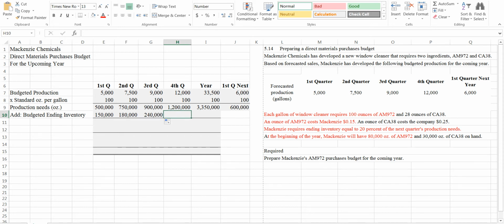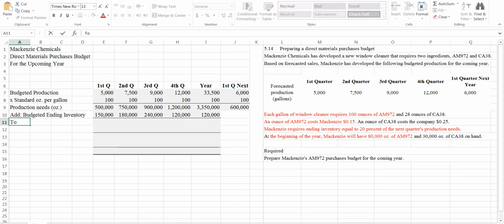And in the fourth quarter, we want to say this is going to be equal to 0.2 of the following year's first quarter production needs. Oh, I did that wrong. So equals 0.2 times the 600,000. Now, our ending inventory for the year is equal to the ending inventory at the end of the fourth quarter.